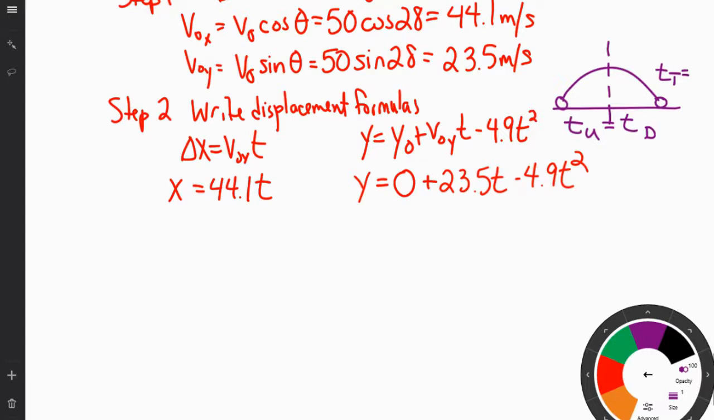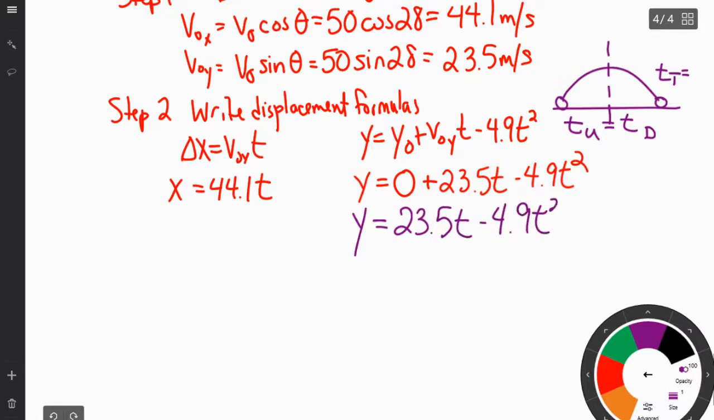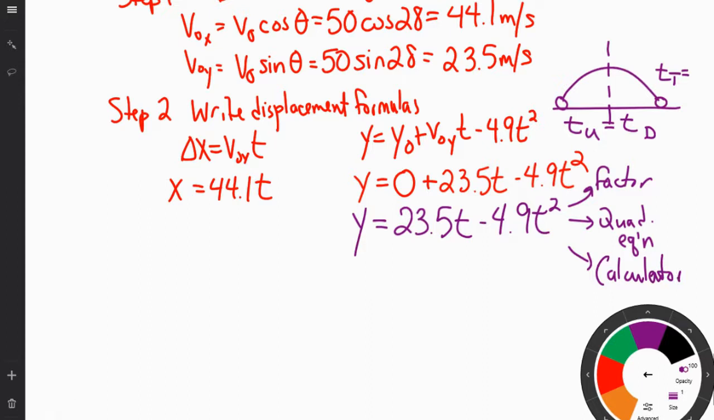Okay, and now this is where math comes into play. If I'm given an equation that looks like this, and I'm asked to find t, you have a couple paths, just like when we talked about free fall, right? You can factor, you can use the quadratic equation, and if it's a non-free response question, you can use your calculator. Okay, but on test days in the classroom, you're going to have to show your work, so you're going to have to use one of these two.